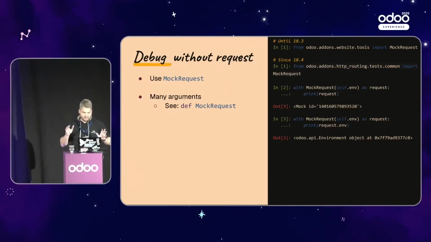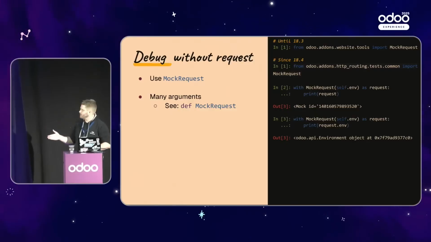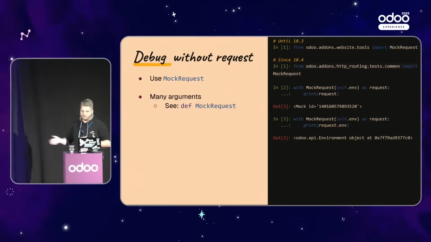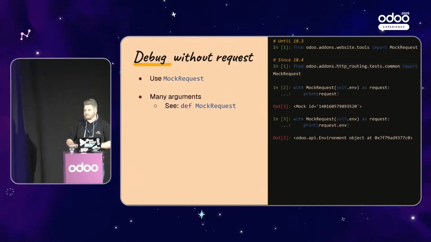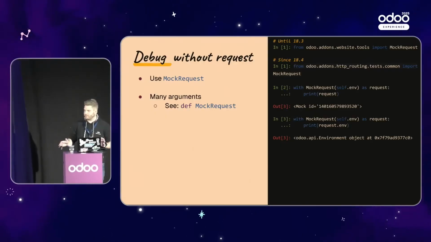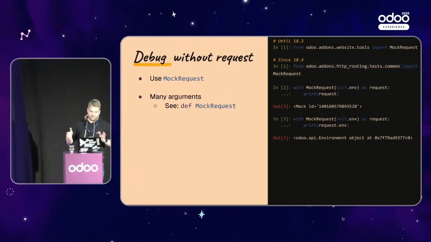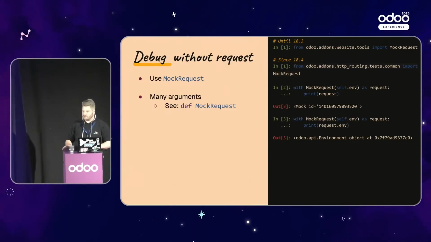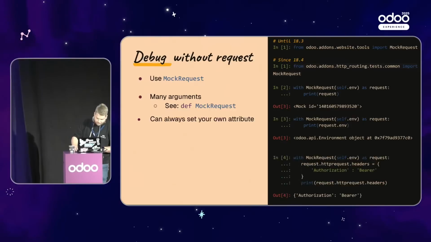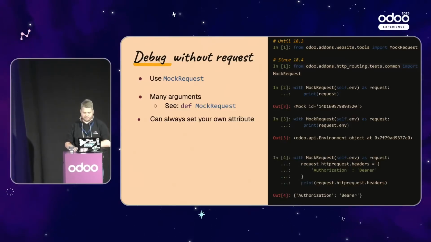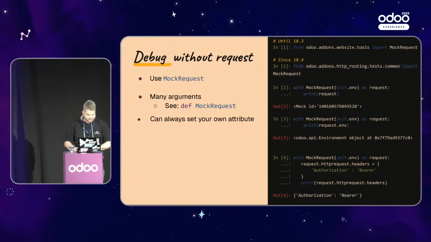Mock request. As you can see, it's used as a context manager loaded with your environment. So you can call request.env as usual. And it has also many arguments that you can use, but I will not cover them here. But know that all this code is public, so I invite you to see the actual definition in the code. There is plenty of options you can use. And of course, you can set whatever attributes you want on it. There is no limitation with that.